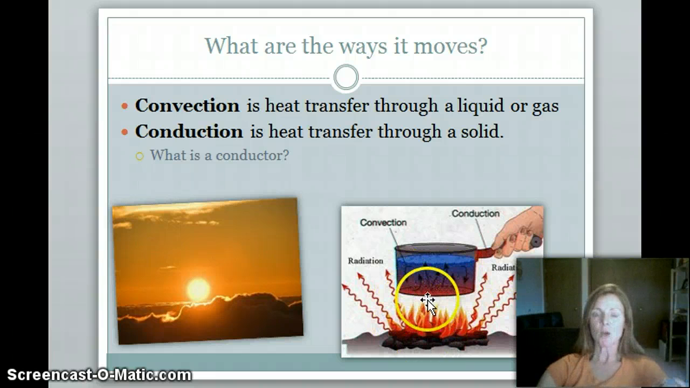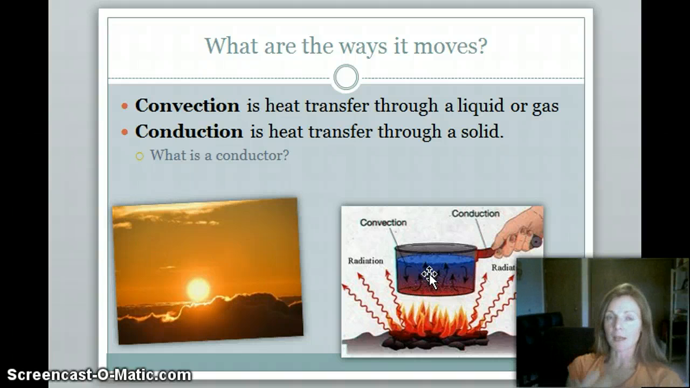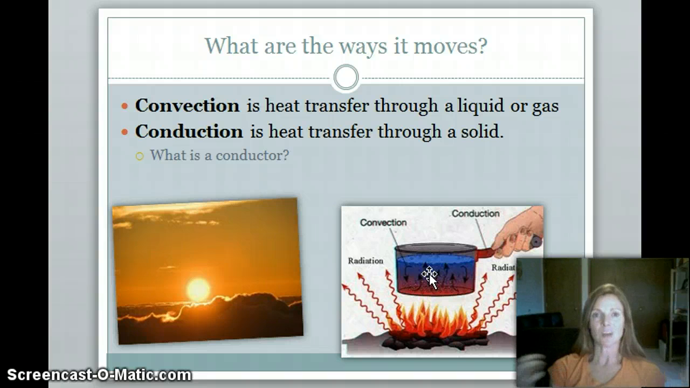But obviously, when you heat a pot full of water, that pot is the first thing to heat up. It's a great conductor, okay? And then it's going to start working through to whatever that substance is inside. That's conduction. So convection, transfer through a liquid or gas. Conduction, heat transfer through a solid using some kind of conductor. There are many different types of conductors. Some are better than others. Most of them happen to be metals.